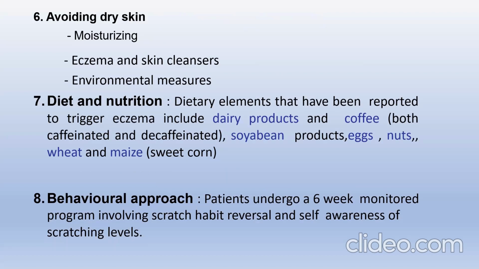In diet and nutrition, the dietary elements that have been reported to trigger eczema include dairy products and coffee, both caffeinated and decaffeinated, then soybean products, eggs, nuts, wheat, and maize. So these are some dietary elements which are aggravating factors for eczema.